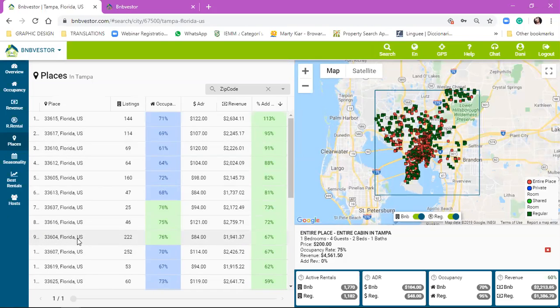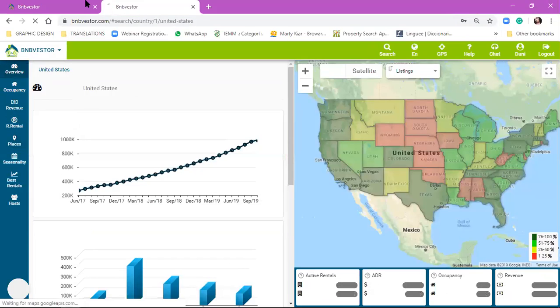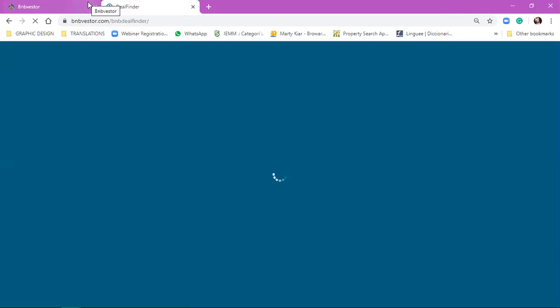Now, what I was going to tell you is that I wanted to show you this new part of the system. It's called the Deal Finder. I want to show it to you over here. The Deal Finder is where you're going to find your properties that are active for rent, not B&B listings, no, regular rentals.